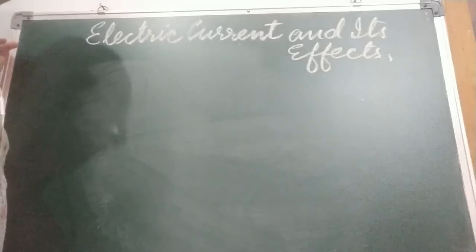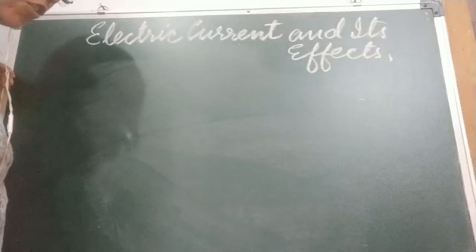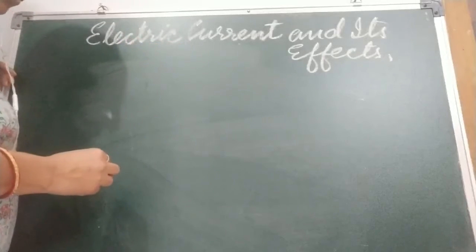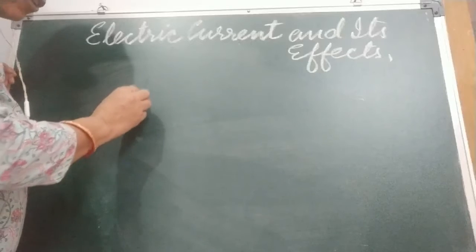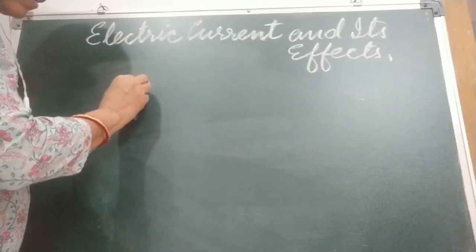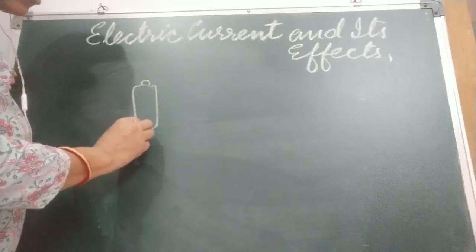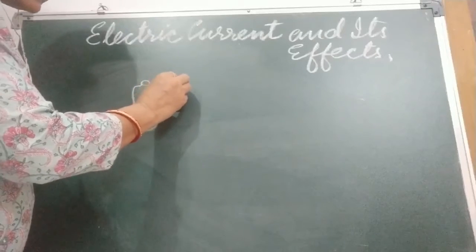Okay children, now we are going to discuss how to connect cells to make a battery. How to make a battery? We are going to take 3 cells. We have to make a battery. These are 3 cells.